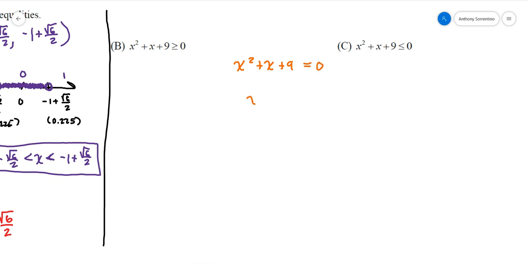If you go through the quadratic formula, my b value is 1, so -1 plus or minus the square root of 1 squared minus 4 times 1 times 9, all over 2 times 1. If you look at what's underneath the square root symbol, that discriminant, I'm going to have 1 minus 36. This is going to be negative, which means that there is no real solution.